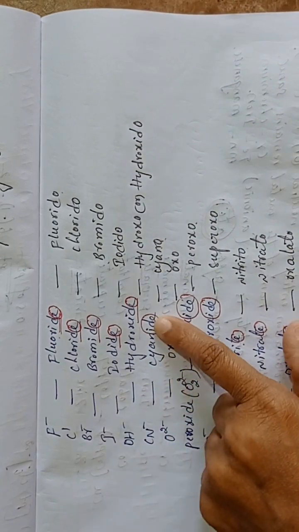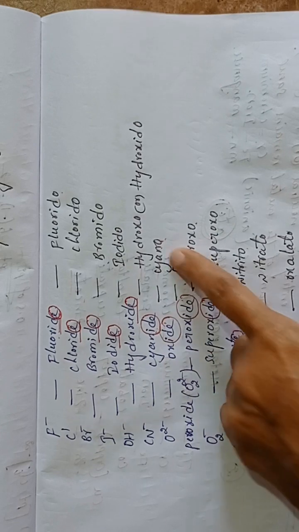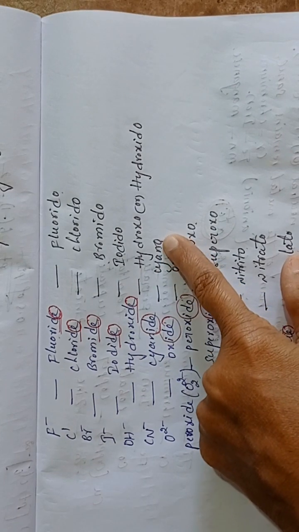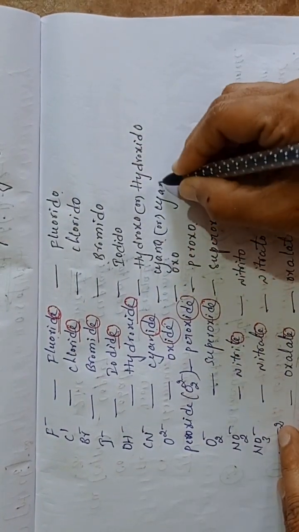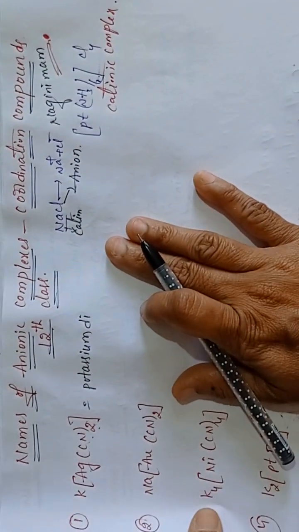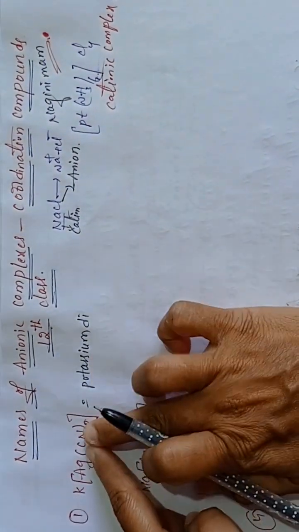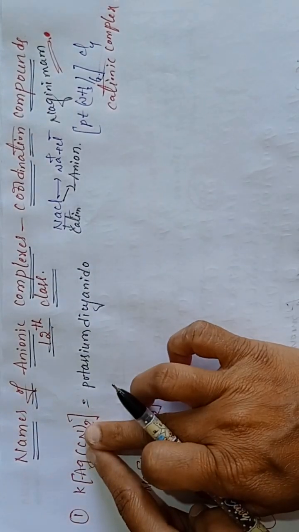Cyanide, the ide is replaced by o: cyano. So that's what we have to take, students. Cyano or cyanido we can also write. Cyanido. Clear? Cyano or cyanido, both are correct. Now I am writing cyanido. Potassium dicyanido. So till here, the name of the ligand is completed.